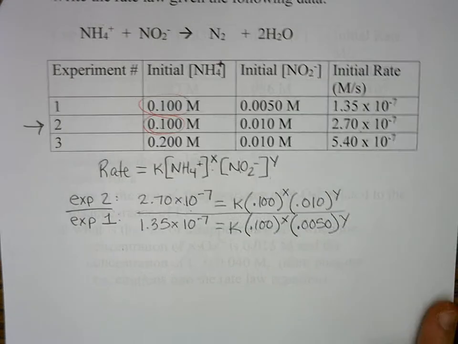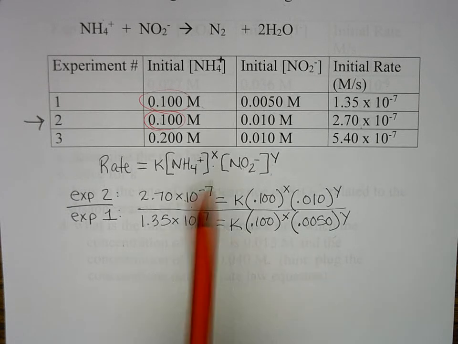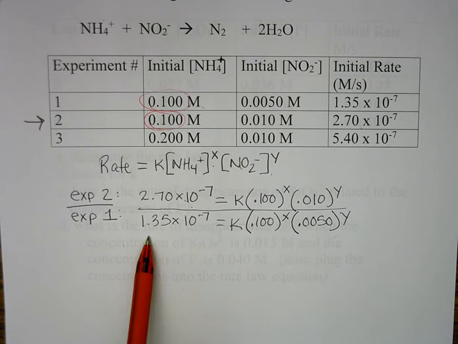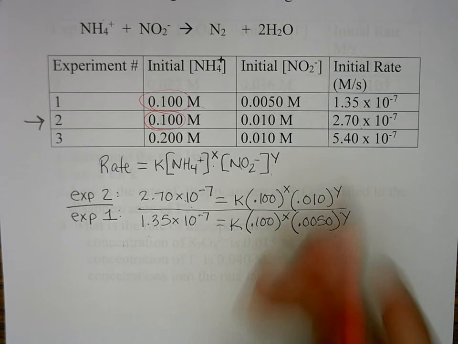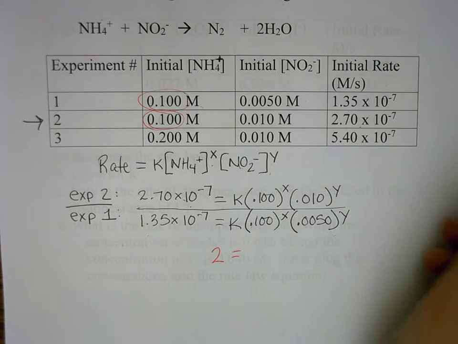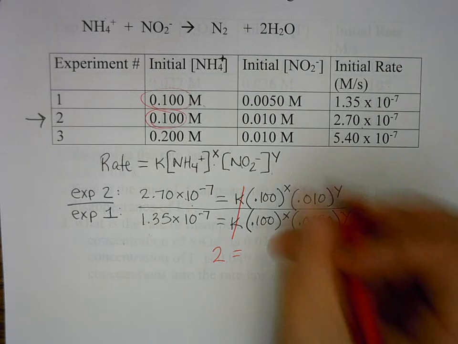Okay, now what I want to do is cancel out everything I can cancel, and then try and solve for one of these exponents, okay? So if I take 2.7 times 10 to the negative 7, and I divide it by 1.35 times 10 to the negative 7, you get 2, okay? You usually end up with some pretty easy numbers to work with. Over here on the right side, the K's are going to cancel, so I can just cross them out. The 0.100 to the X, those cancel, okay?